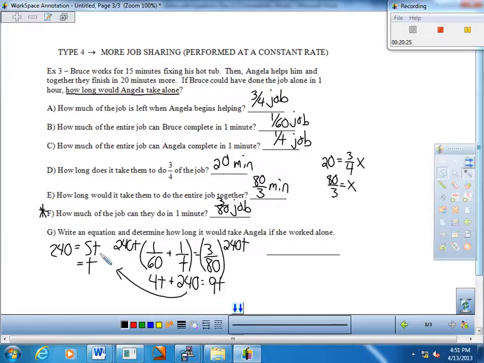And let's go ahead and divide that over. I think I've got this one. Looks like 4 and 8. I'm getting 48 minutes. And you can see quite an interesting and more difficult variation of job sharing when we did this piece. Bruce works alone for 15 minutes, then Angela helps. And so working on that piece, we had to really do some good math, a lot of preliminary work before setting up this equation down here.